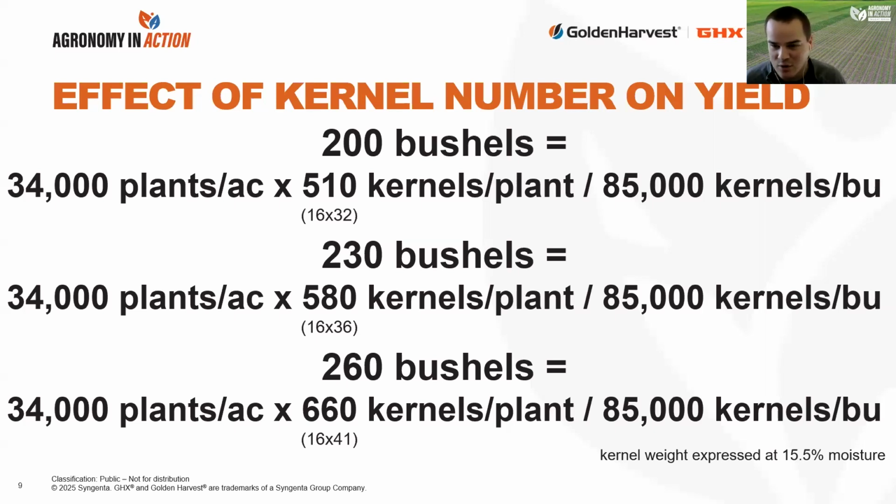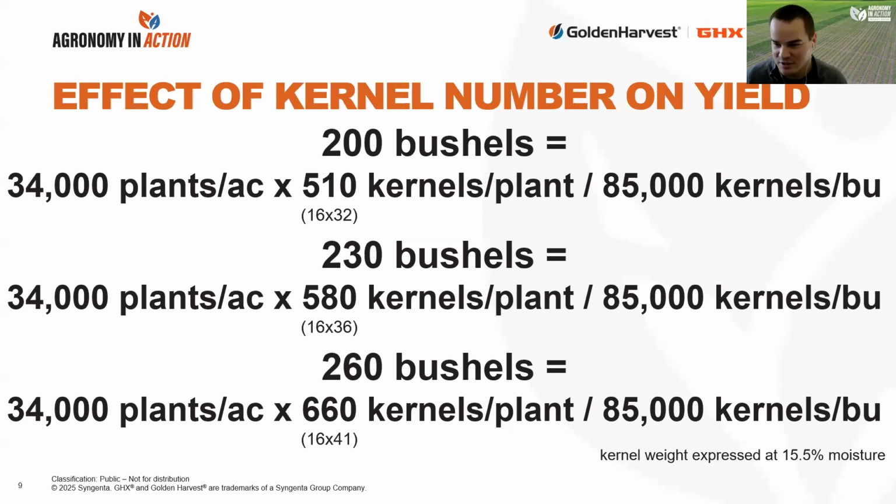So we got 200 bushel, 230 bushel, and 260 bushel. In this example here, I kept the number of plants per acre the same, 34,000 plants per acre. And I also kept the kernel weight the same, and that is the 85,000 kernels per bushel. So in this example, I am expressing kernel weight in a kernels per bushel format. So it takes 85,000 kernels to produce a bushel, another way of saying a kernel weight. And we'll express it as that quite a bit throughout this presentation. So just remember that that is the number of kernels to produce a bushel.